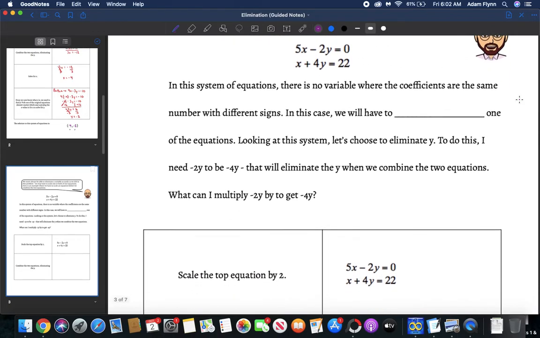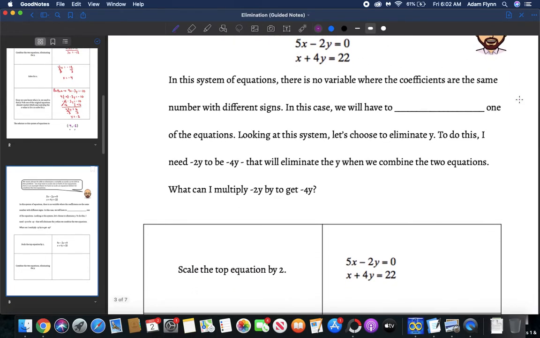Okay, so if we take a look at our new system, our new example problem, we've got 5x minus 2y equals 0, and x plus 4y equals 22. In this system of equations, there's no variable where the coefficients are the same number with different signs. So if I choose x, I've got 5 and 1 as my coefficients. Those aren't going to eliminate each other. And for our y's, we've got -2 and +4. Those aren't going to eliminate each other either. So that means we're going to have to scale one of our equations.